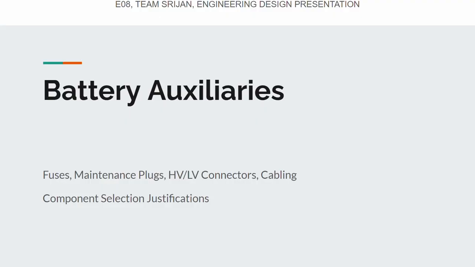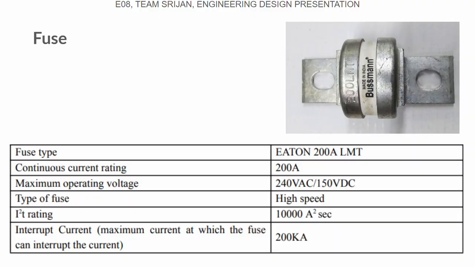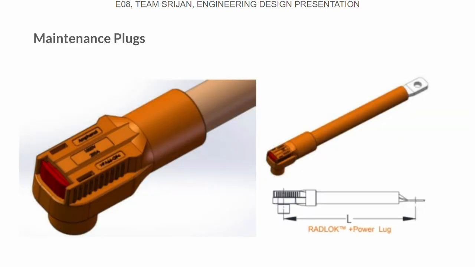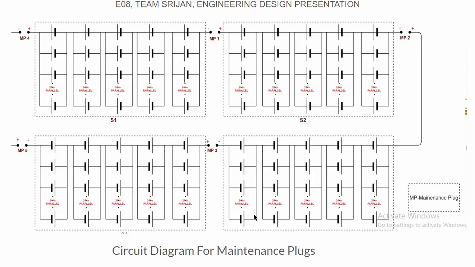Battery auxiliaries. The first component is fuse. Fuse comes into the picture whenever there is overcurrent. Second component, maintenance plugs. Maintenance plugs is a safety equipment, and it is used to break the battery pack into 4 equal components in series. In the schematic, we can see 5 cells in series and 24 cells in parallel in each section, and all these sections are connected in series using maintenance plugs.